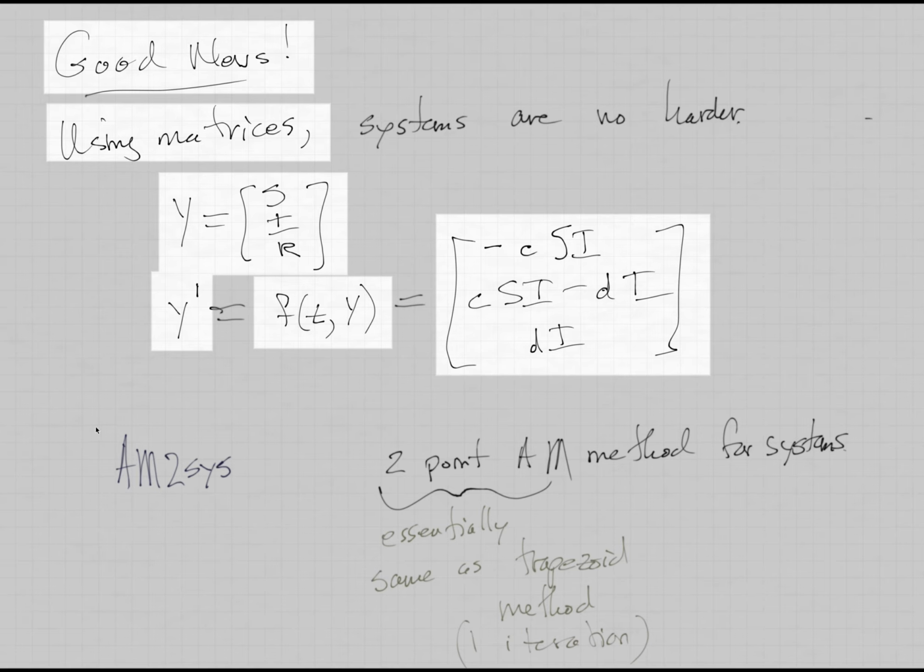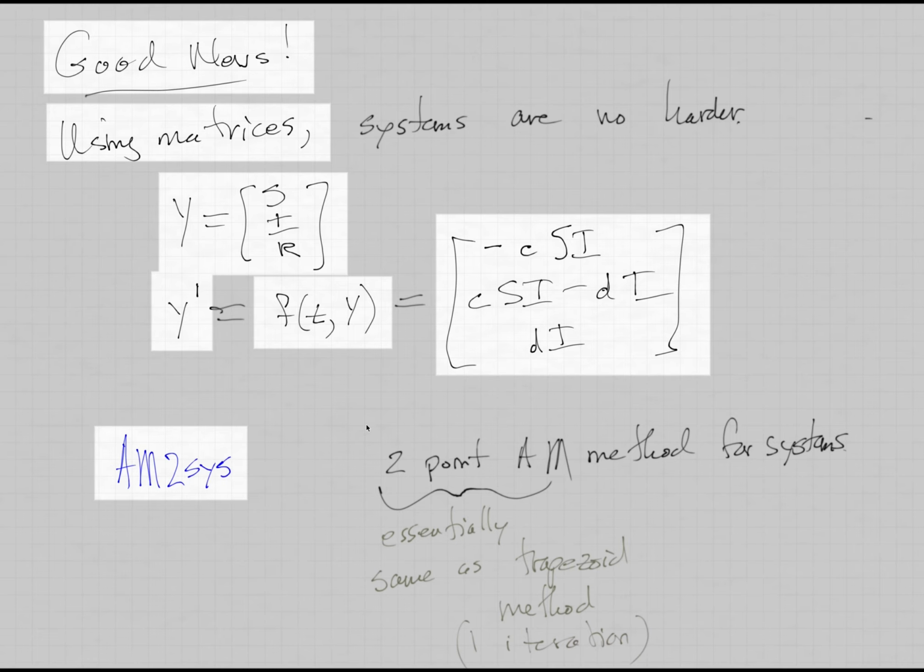Also, the MATLAB function I'm going to use is the AM2sys function. So this is the Adams-Moulton method with 2 points, having been tweaked to accommodate systems of equations. So I just changed things so it would deal with matrices and vectors.